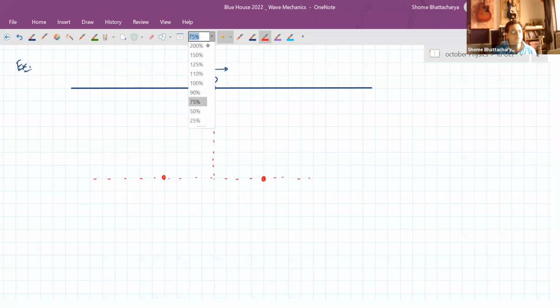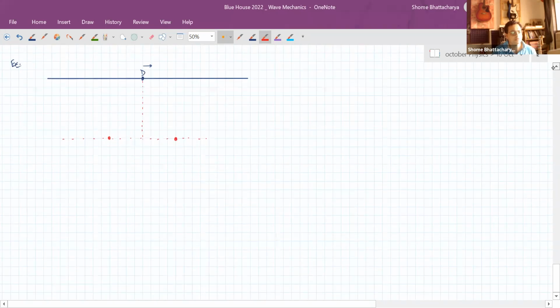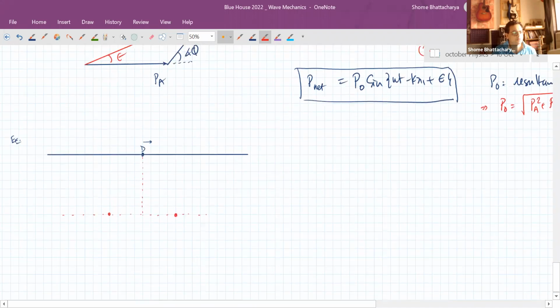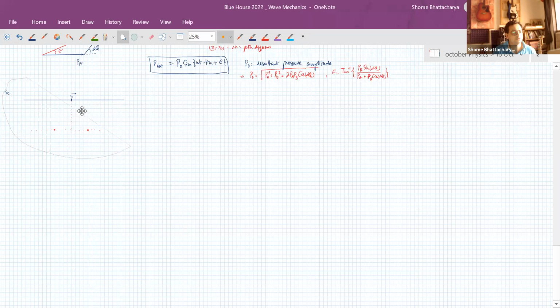Actually, one thing before we start with a question like this, just additionally one more point we'll discuss, which is also something about the condition for constructive and destructive interference. So we'll just discuss that and come back to this question.